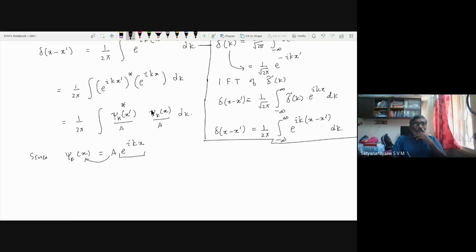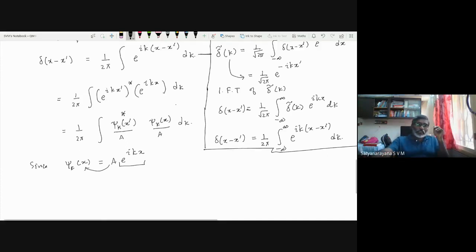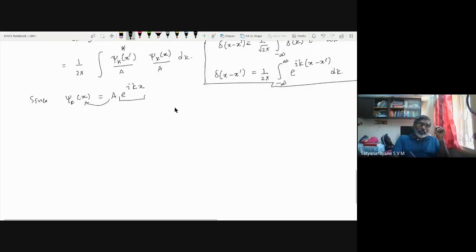Okay, so now what should this a be? Suppose this factor 1 by 2 pi that is there, I want to get it inside. So if I choose a to be equal to 1 by square root of 2 pi, then what happens?